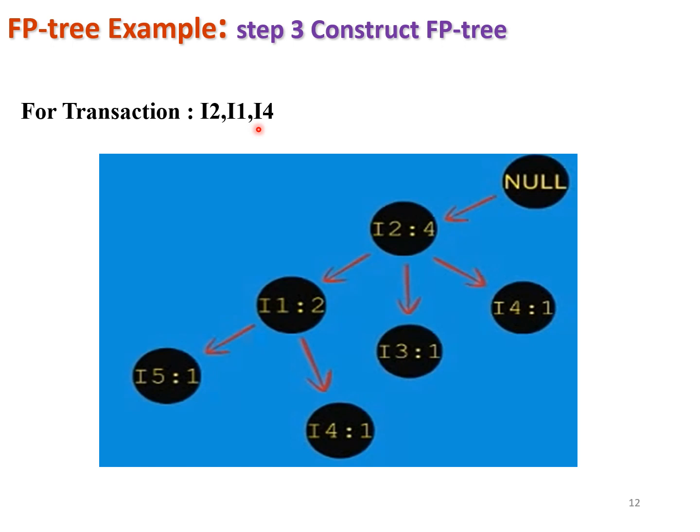Now this is the fourth transaction, I4, I2, I1, I4. So I2, it will become 4 times. I1, it will become 2 times because we already had I1 here. And then I4, it will become 1 time. Notice that we have I4 here and I4 here. However, it's not the same path. So to get to I4 here, we'll go to I1 and then we'll get to I4. But to get to I4 here, we'll go through I2, I1, and then I4.